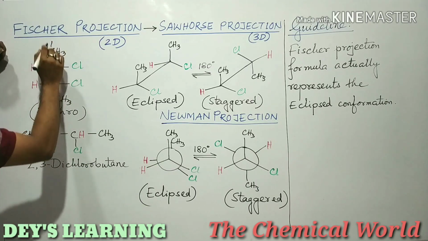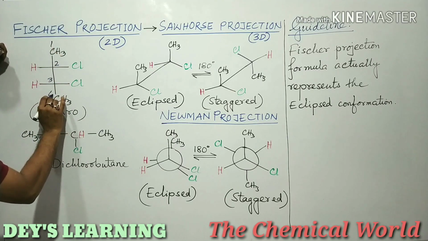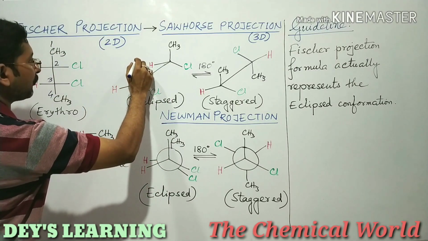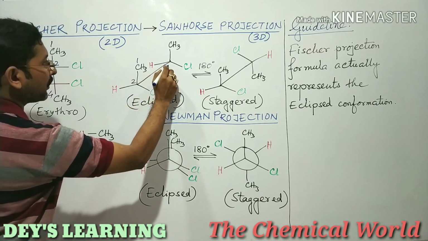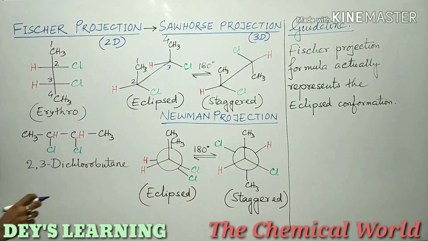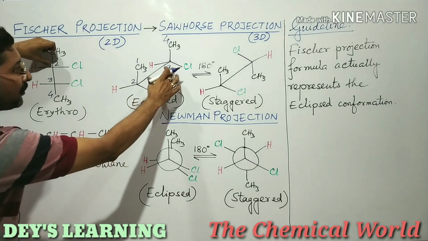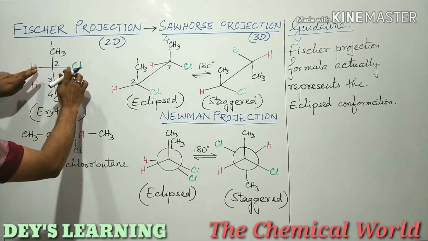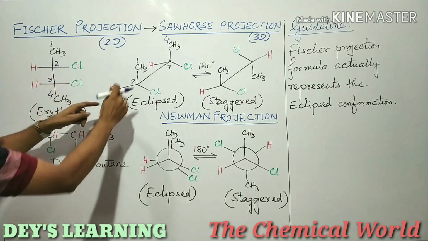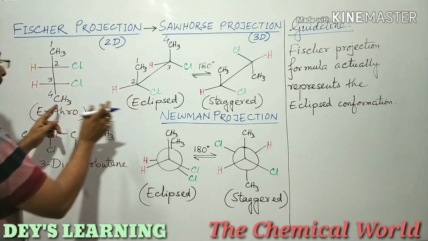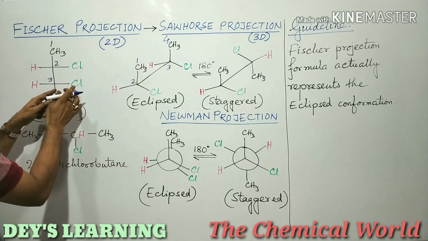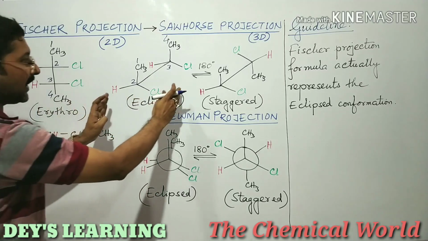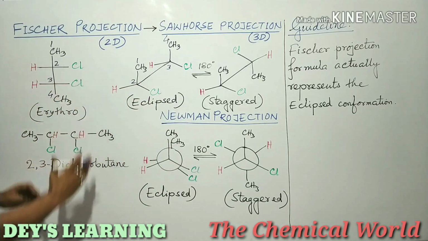If we designate the carbon number 1, this is carbon number 2, this one is 3 and this one is 4. Carbon number 2 and 3 are the 2 chiral carbons. At carbon number 2, chlorine at the right and hydrogen at the left. Similarly, at this carbon, chlorine at the right, hydrogen at the left. So this is actually the eclipsed conformation which is represented by the Fischer projection.